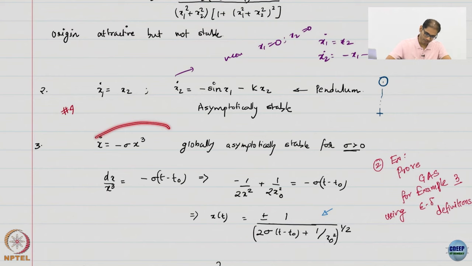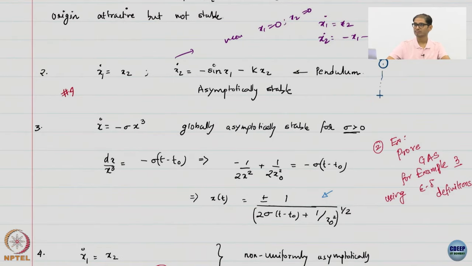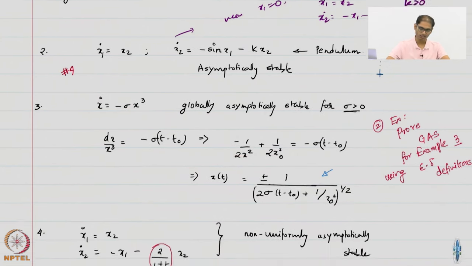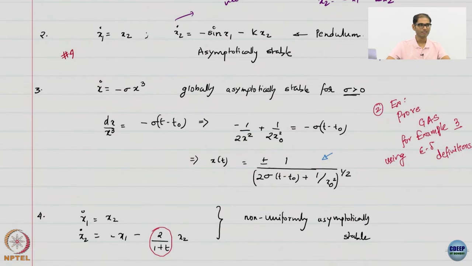All right, this system is globally asymptotically stable for sigma positive. Very easy, just solve it. This is easy to solve. This is what you get, this is the solution. Believe me, I checked. You can see that as t goes to infinity, this term goes to infinity, so this entire thing goes to 0. So attractivity is guaranteed. I have to prove stability, but yes, it is stable. I guess I've asked that as an exercise, to prove stability.